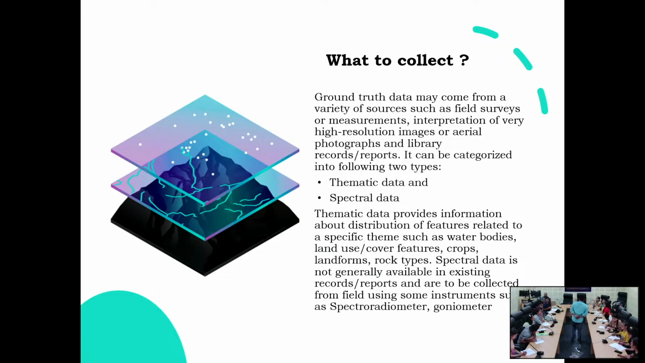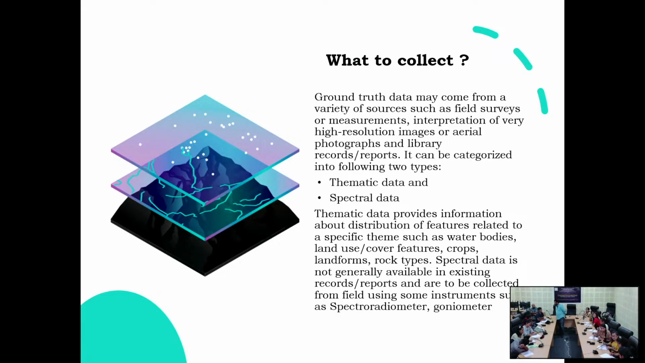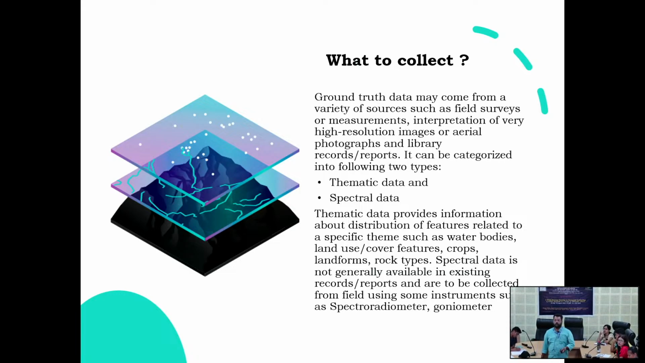Not only satellite, even whatever you are collecting with the help of a spectroradiometer or goniometer, or you have seen the spectral response curve in earlier classes, those curves across bands are called spectral data. So, do I need to explain this?